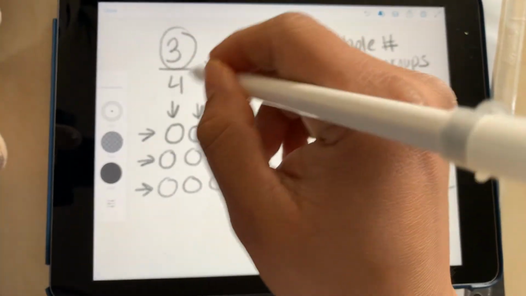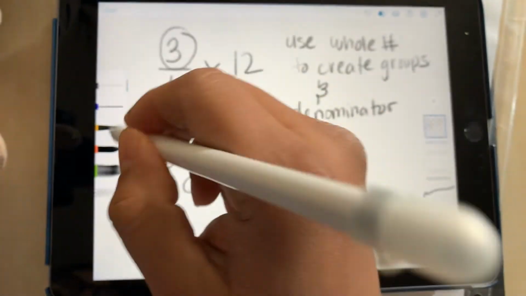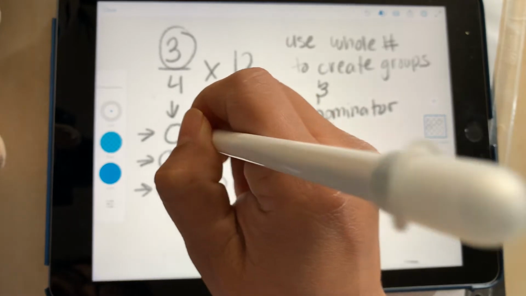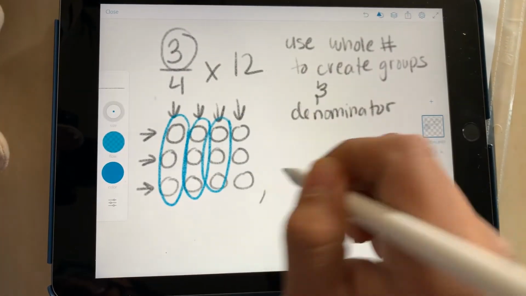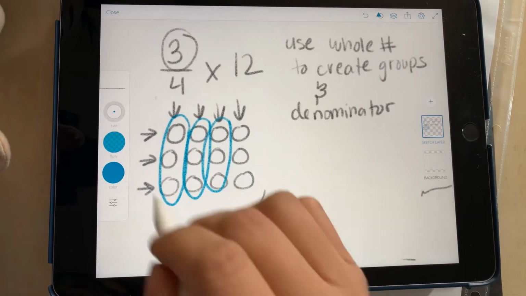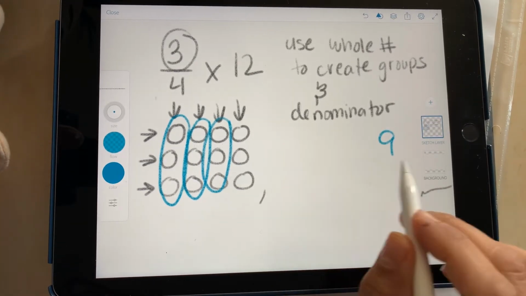They're only going to use the 3 columns out of these 4 as the answer. So let me change color here. So here's 1, 2, 3 out of the 4. I don't want this one. I just want the 3 out of the 4. So what's my answer? I have 9 whole things, right? 9 whole things. That's my answer.